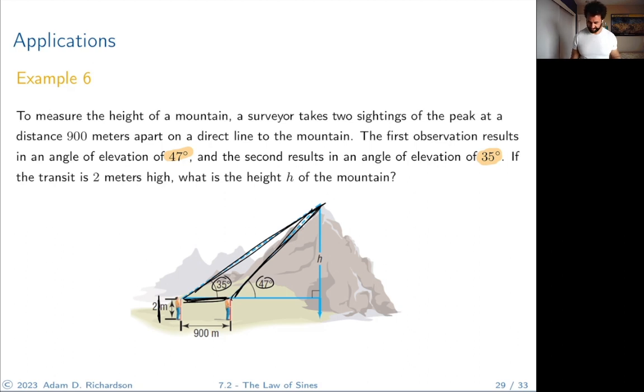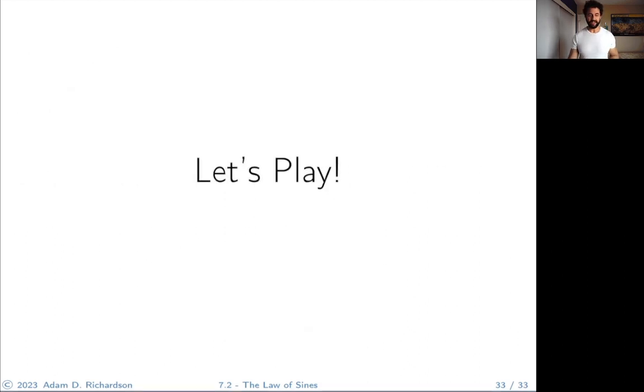Super cool. Okay, so on that note, you should go try the homework now. That's it for this section.